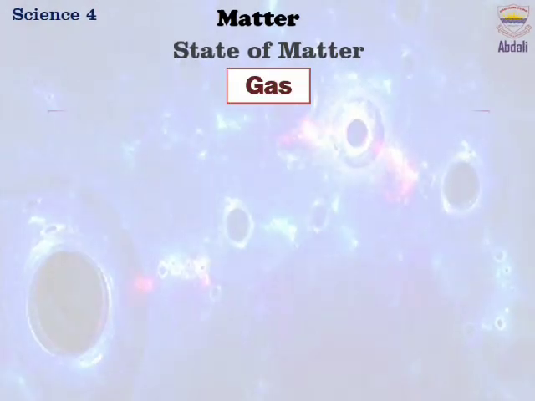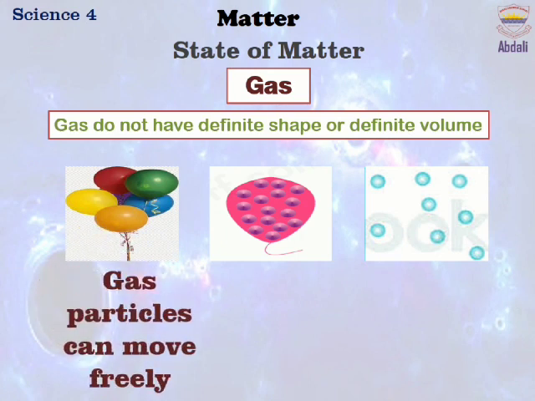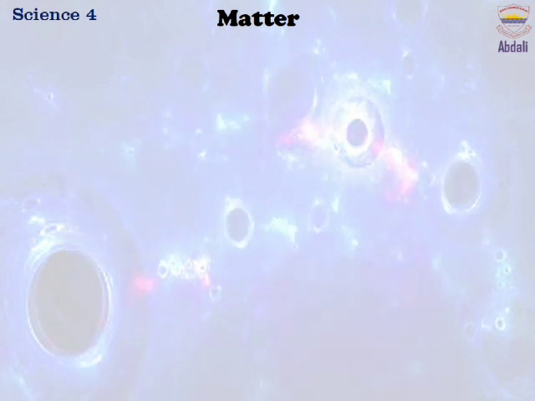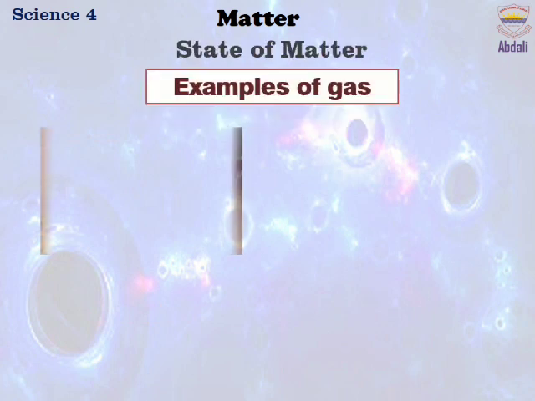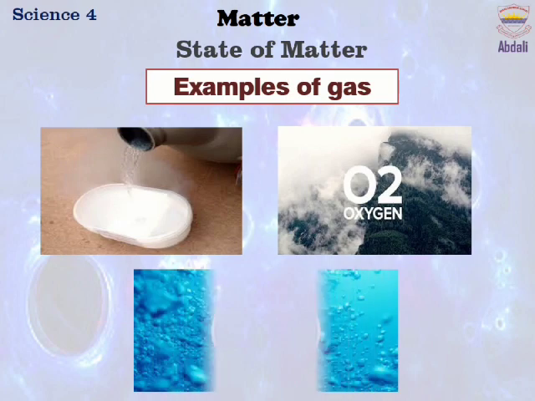Let's learn about gas. Gases do not have definite shape and volume. The particles of gas move freely or easily. Common examples of gases are nitrogen, oxygen, hydrogen.